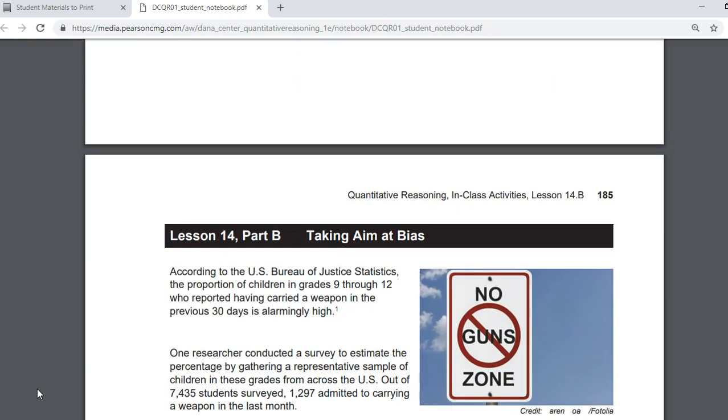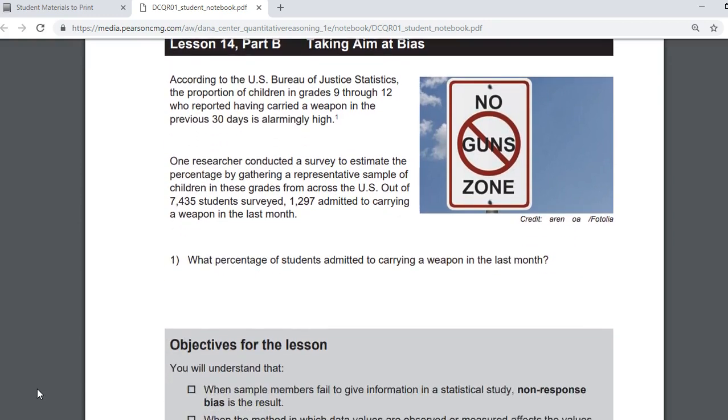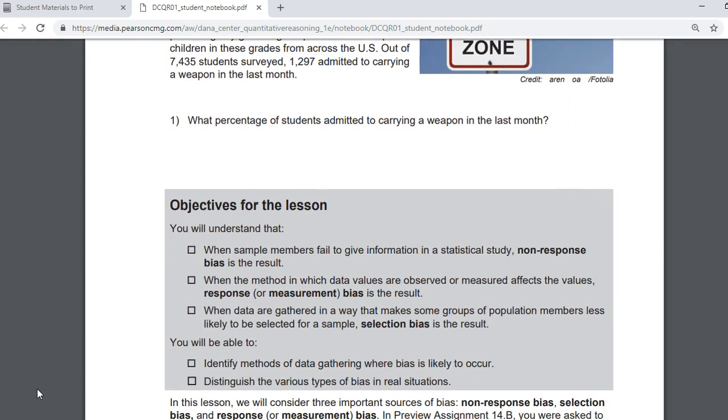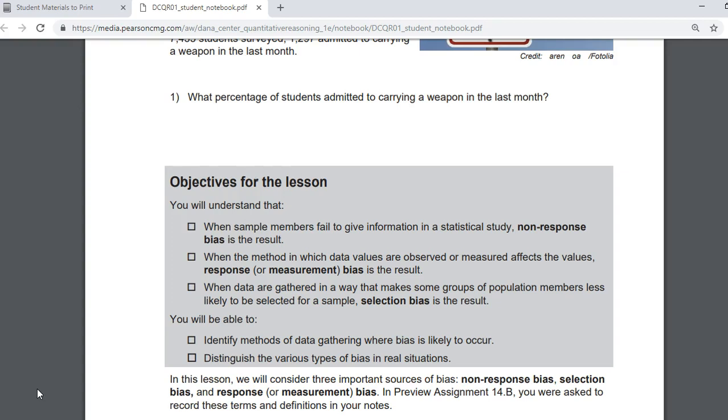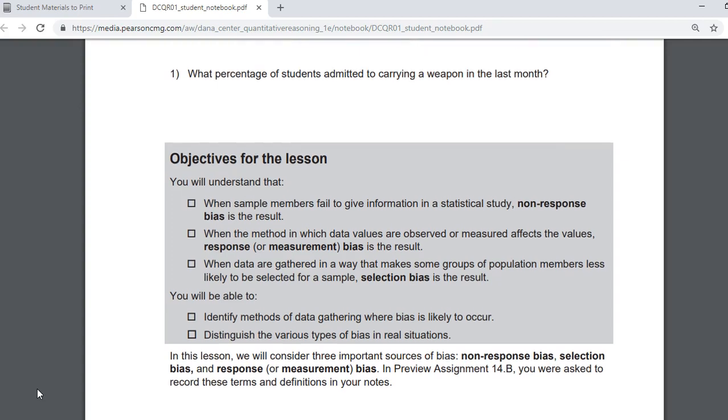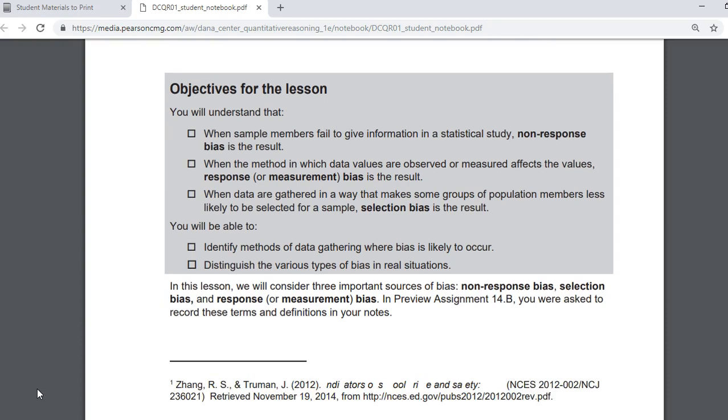We had somewhere that we talked about the types of bias, and so I'm going to run on next to 14B. And looking here at 14B, it mentions that we have 3 types of bias. I would know these. I'd know them well, how to identify them, and how to write about them. You have non-response, you have response or measurement, and you have selection.